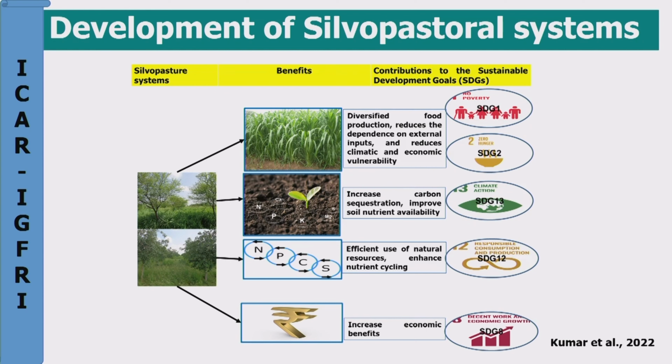Ultimately, the silvopastoral system could facilitate diversified crop production and reduce economic vulnerability as well as climatic vulnerability in the region, and it improved carbon sequestration as well as soil nutrient availability, and also improved nutrient recycling. Ultimately it aided in improving the economic efficiency as well as the livelihood status of the Indian people. And it has the potential to achieve a few of the sustainable development goals, like sustainable development goals 1, 2, 8, 12 and 13.